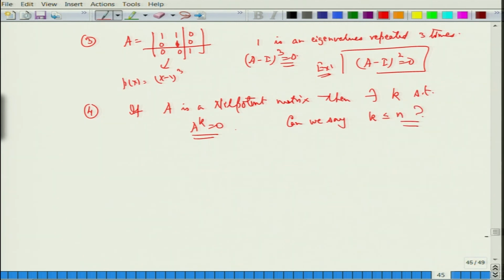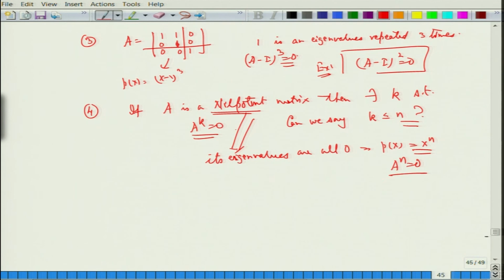Initially, we do not know what that is, but we would like to say that k is less than or equal to n. How do I do that? So, the idea is very simple: since A is nilpotent, its eigenvalues are all 0, which implies its characteristic polynomial P of x is x to the power n, and therefore, by the Cayley-Hamilton theorem, I know that A to the power n is 0. Is that okay? And therefore, I get that k has to be less than or equal to n, fine.